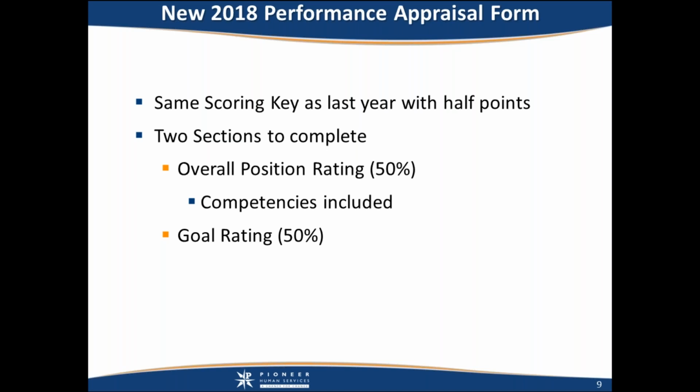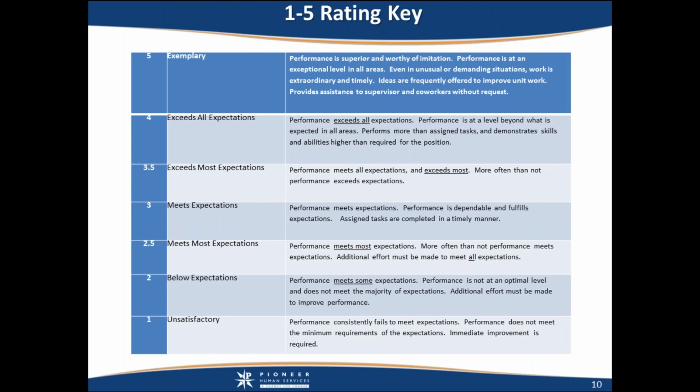You will assign 2 ratings for each employee, one for overall performance, which accounts for 50% of the performance review, and one for goals and expectations, which accounts for the remaining 50%. The form will automatically average the 2 ratings and populate the final rating in the overall appraisal score box. Now, we did have some issues with that calculation last year, so if you should notice any issues with that when you're done, please let us know immediately that you're having issues with that box.